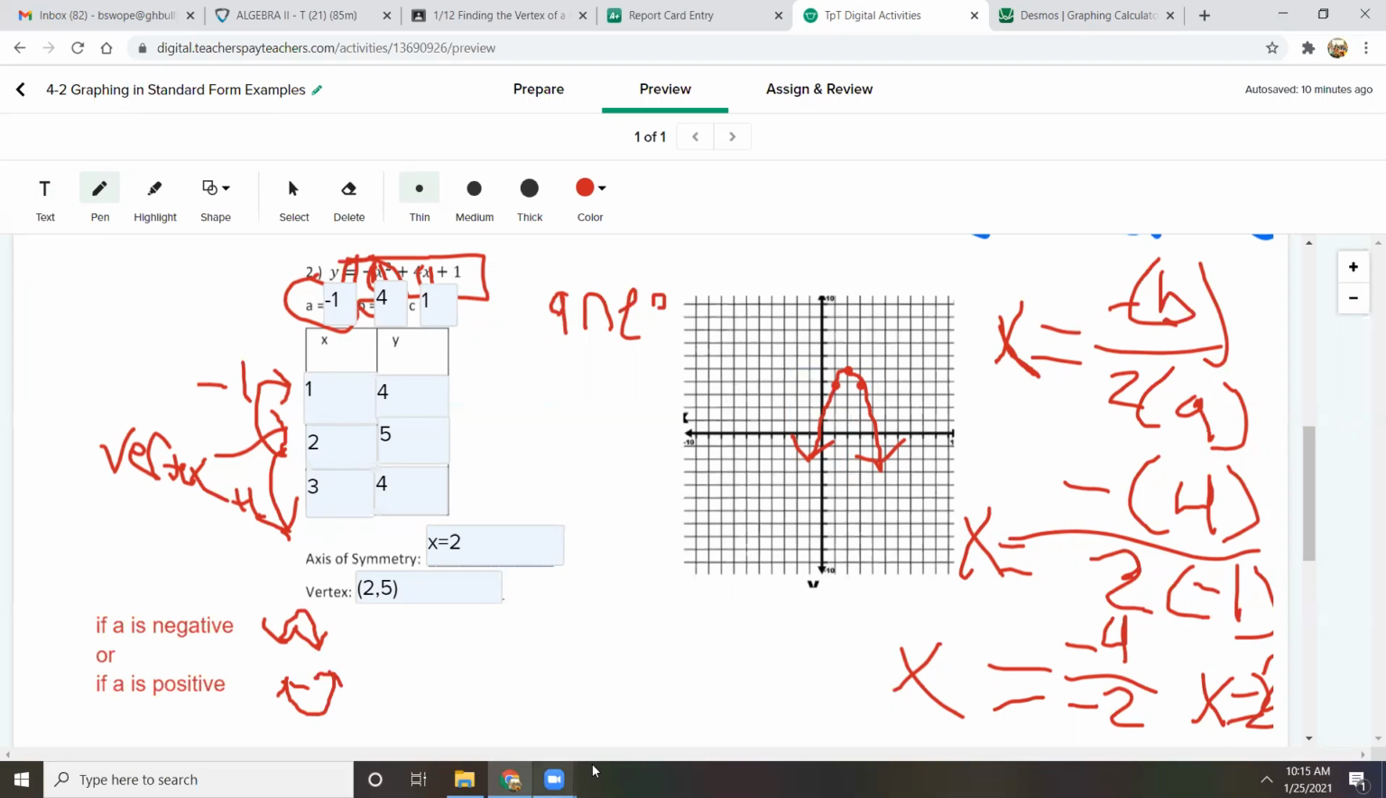But that's the idea for today. So there's a couple problems for you to try on that Teachers Pay Teachers assignment.